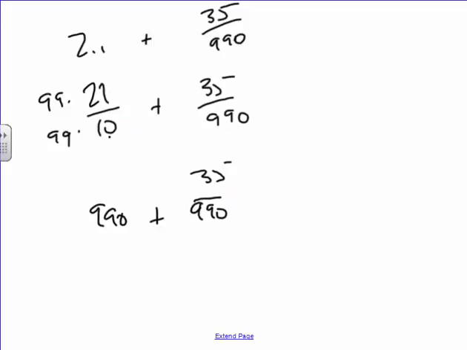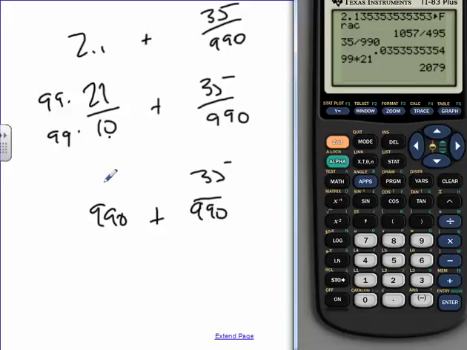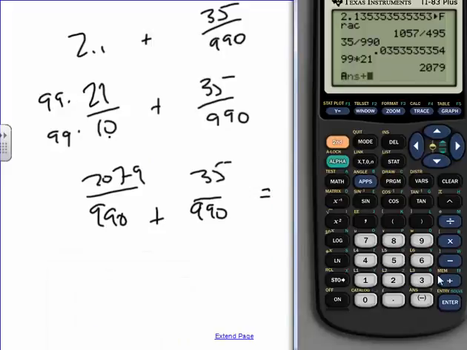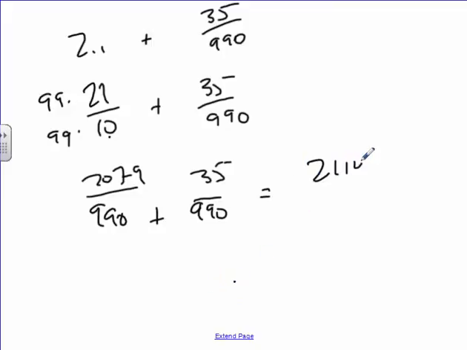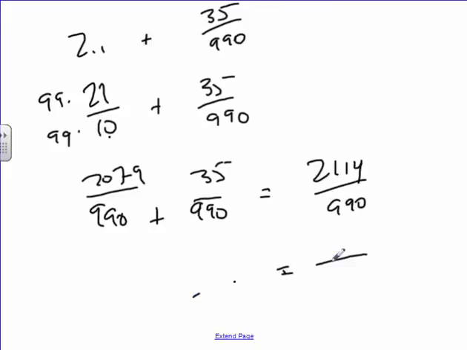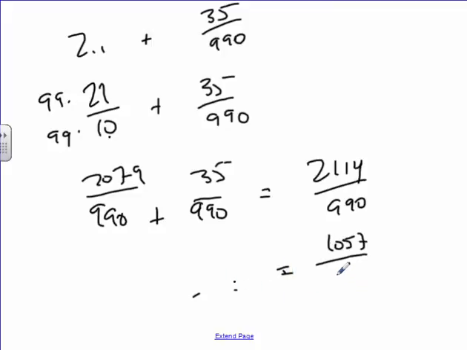I do need a calculator here. I wouldn't expect you to do this in your head. 99 times 21 gives you 2079. Now with common denominators, I can add them. So 2079 plus 35 gives me a sum on the numerator of 2114 over 990. And they're both divisible by 2. So if I take that and divide by 2, I can get to 1057. And if I've got 990 and I divide it by 2, I get down to 495. And look, there is that fraction.